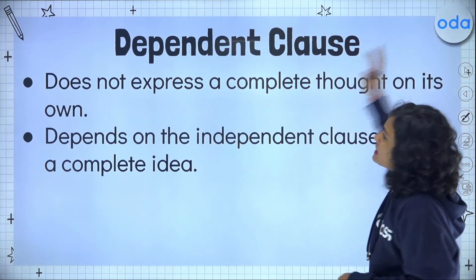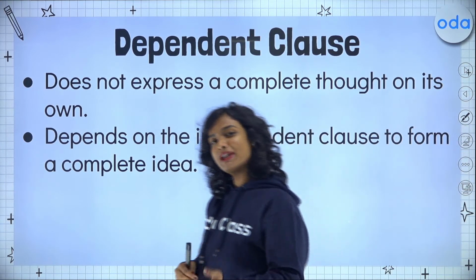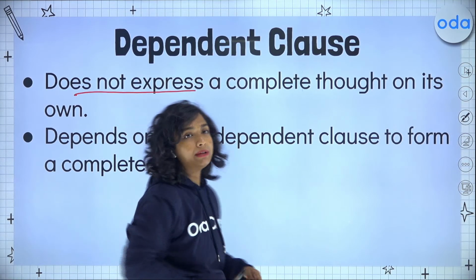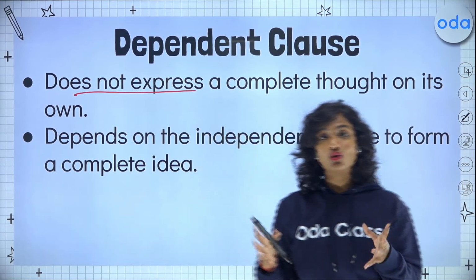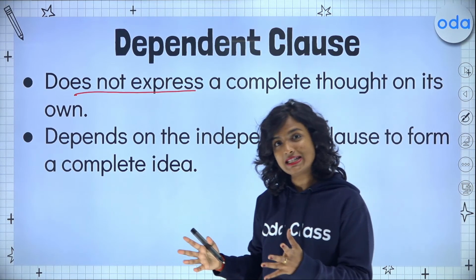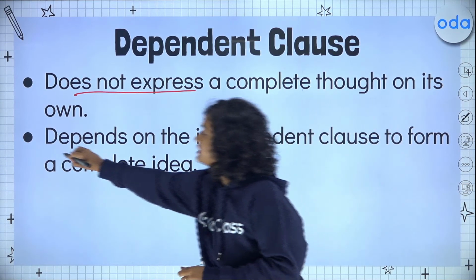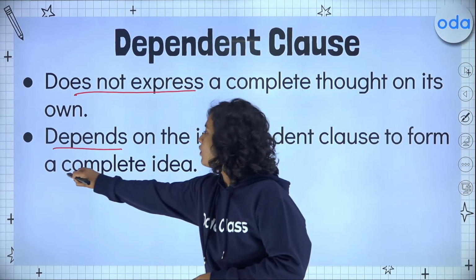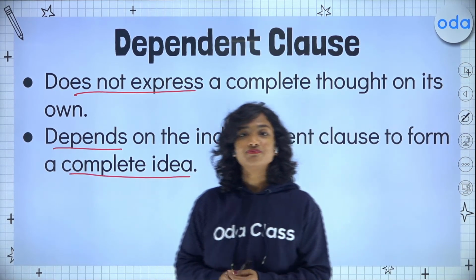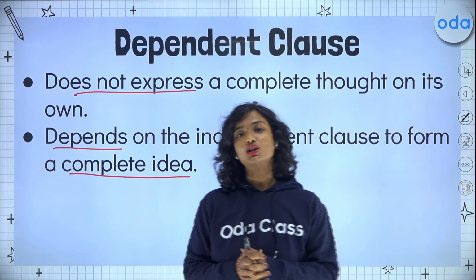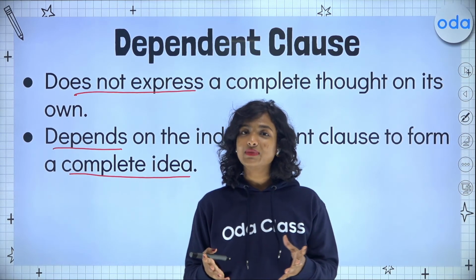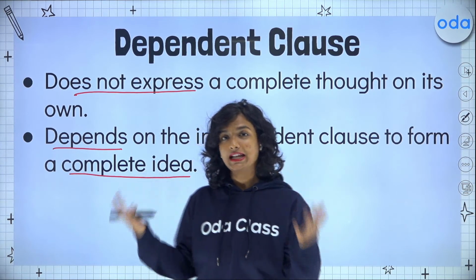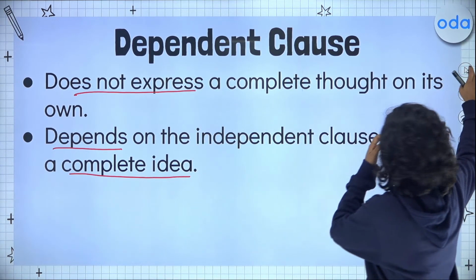What about dependent clauses, though? As the name might suggest, they do not express a complete thought, right? On their own, they are not a complete sentence, which is why they depend on the independent clauses to form the complete idea. So, on their own, dependent clauses do not entirely make sense. But when you add the dependent clause to an independent clause, it's used to form the complete idea.